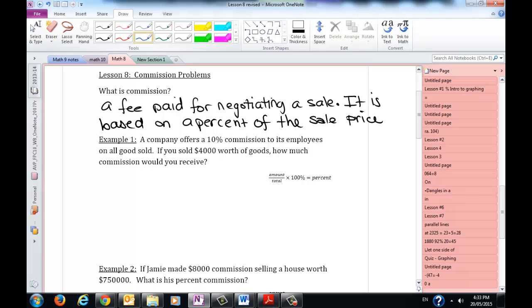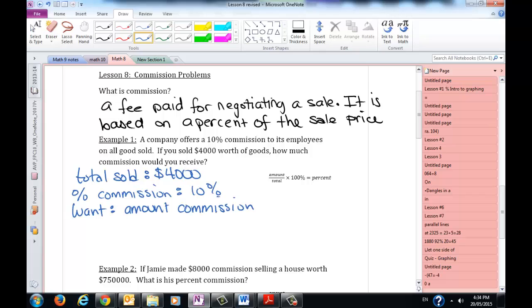We're going to start by setting up what we know and what we want. We know the total sold is 4,000. We know the percent commission is 10%. And we're looking for the amount of commission. Now, before we start plugging anything into our formula, we want to make sure that we have like things. So notice that our percent is percent commission and our amount is amount commission. As long as our percent and our amount are like, we can simply plug them in without doing any extra work. So our amount of commission, I'm going to let be A.